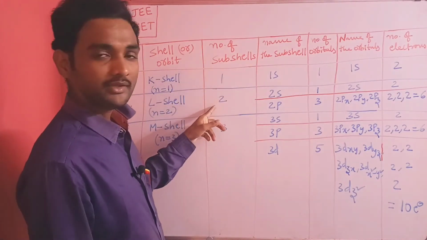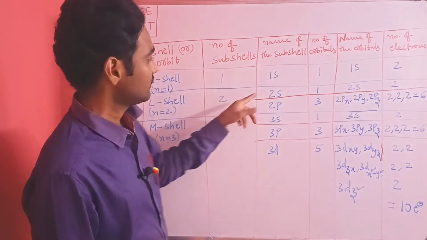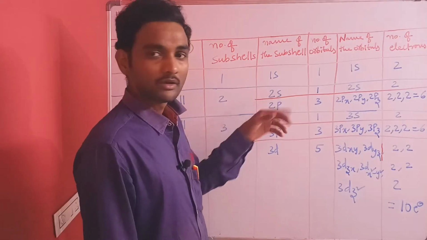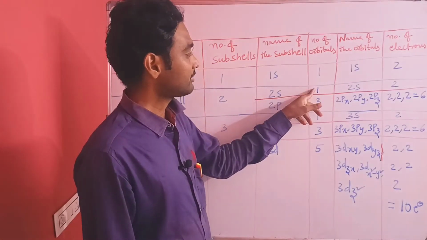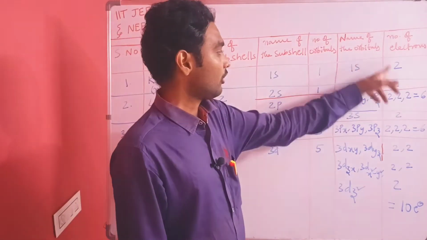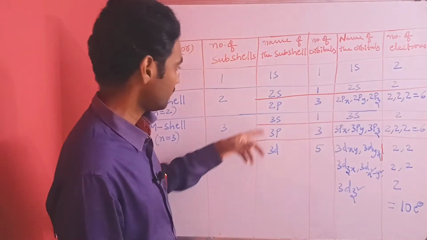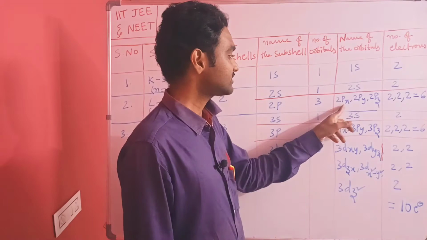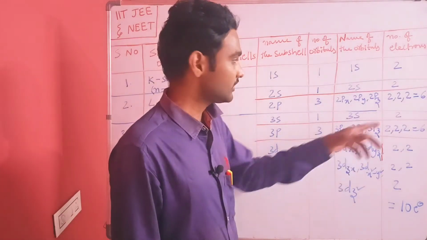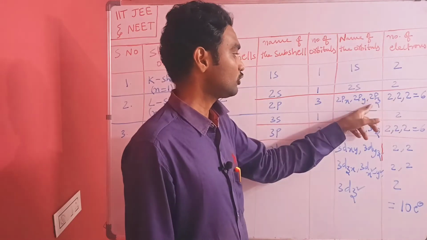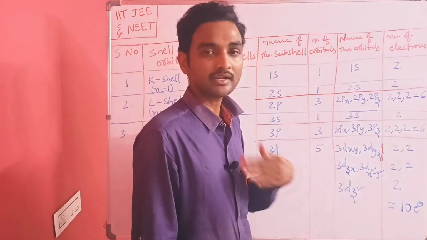Now L shell, n is equal to 2. Number of subshells, how many? 2. What are they? 2s subshell and 2p subshell. Now in 2s subshell how many orbitals are there? 1 orbital, the 2s orbital. 2 electrons can fill. Now in 2p subshell how many orbitals are there? 3 orbitals: 2px, 2py, 2pz. In 2px 2 electrons can fill, in 2py 2 electrons can fill, in 2pz 2 electrons can fill. Total 6 electrons can fill.